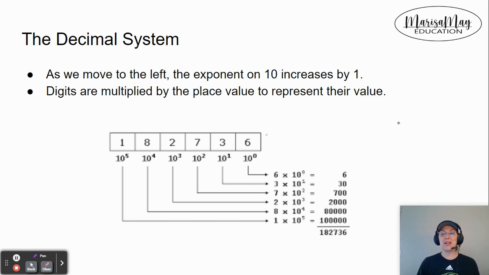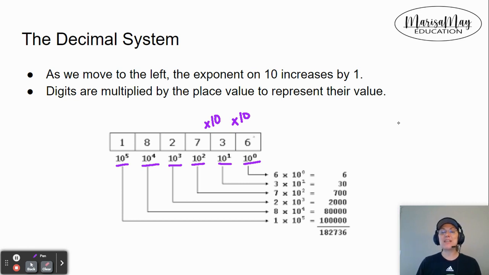I want you to see the chart that I have here on the screen because I need you to see that this increases by powers of 10 as you move to the left. I also want to fix your attention on the decimal notation for each of the place values. Notice that the power on 10 increases by 1 as we move to the left. That pattern is going to stay the same when we move to other bases.